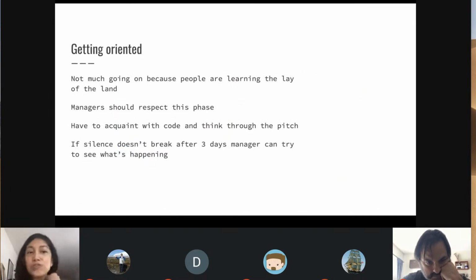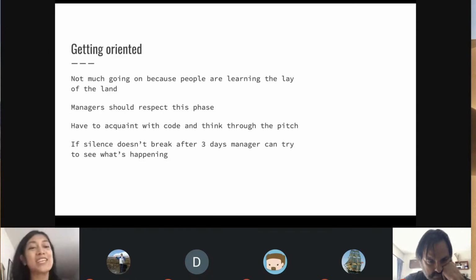And then, so the first few days of starting the project is just getting oriented. You're getting to know the project and the scope, getting into the code base, and getting yourself acquainted with the relevant code. People are learning the lay of the land.